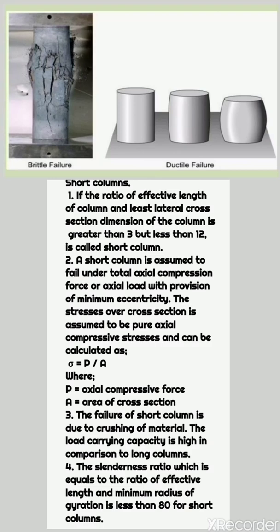3. The failure of a short column is due to crushing of material. The load carrying capacity is high in comparison to long columns. 4. The slenderness ratio, which equals the ratio of effective length and minimum radius of gyration, is less than 80 for short columns.